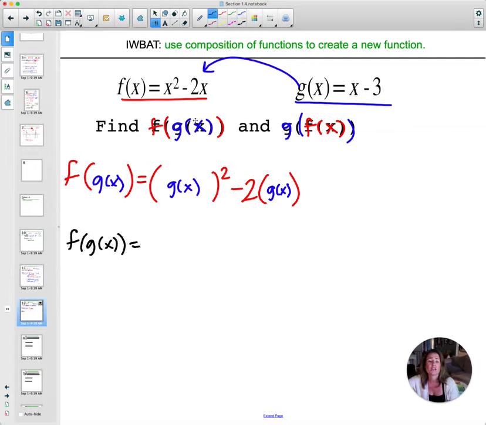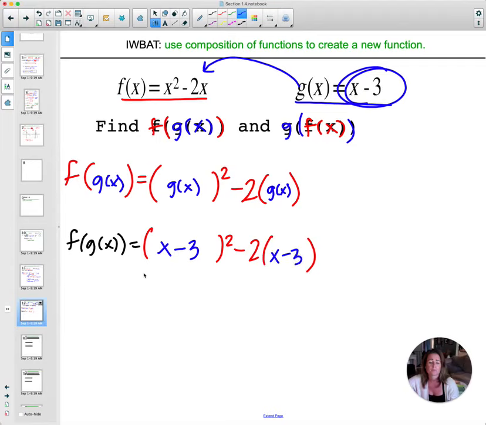So what's g of x? We're going to plug in for that g of x. So what is g of x? It's x minus 3. So then you need to simplify.